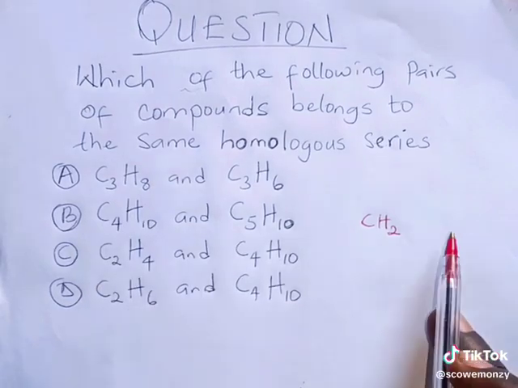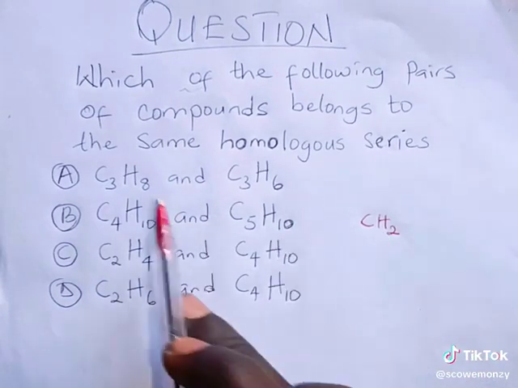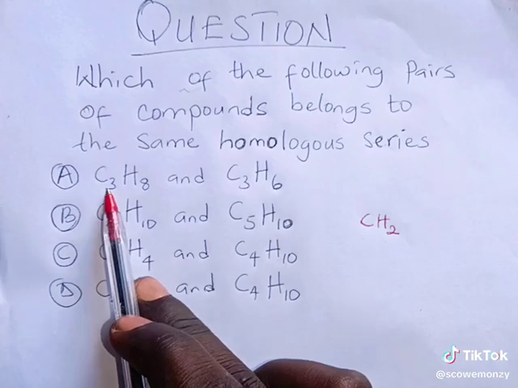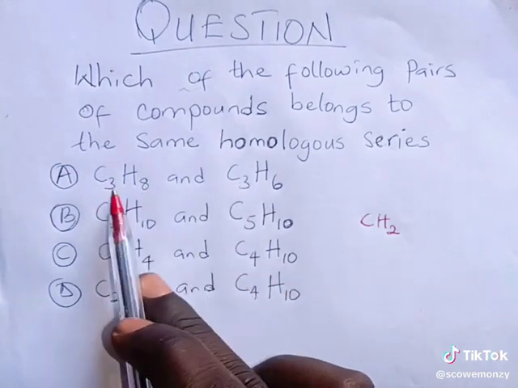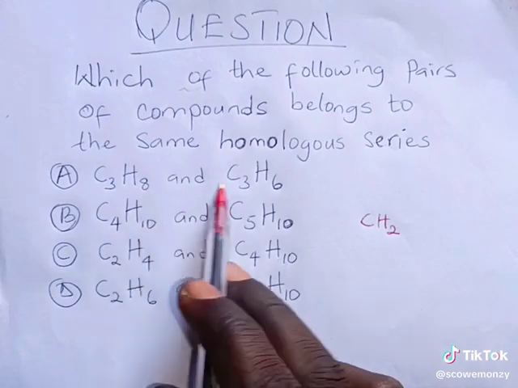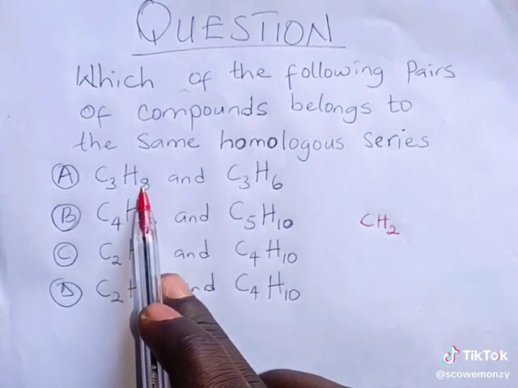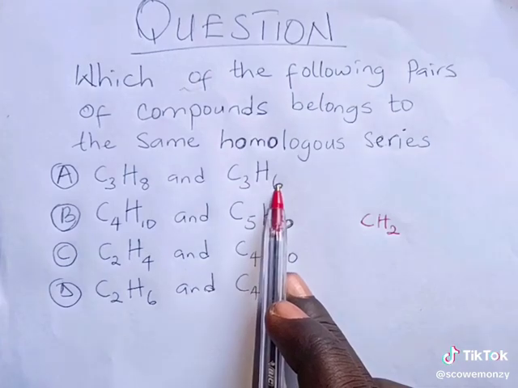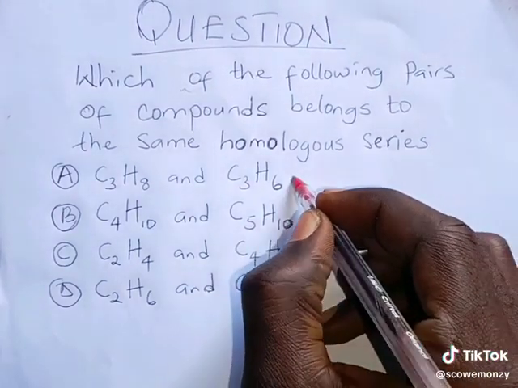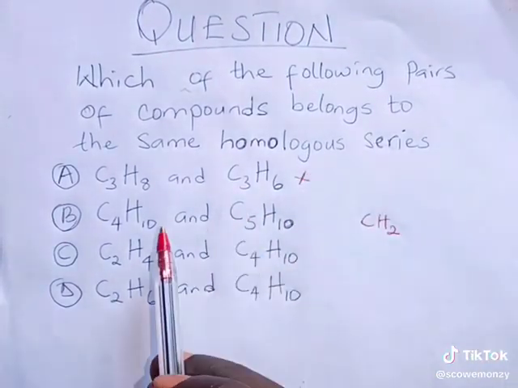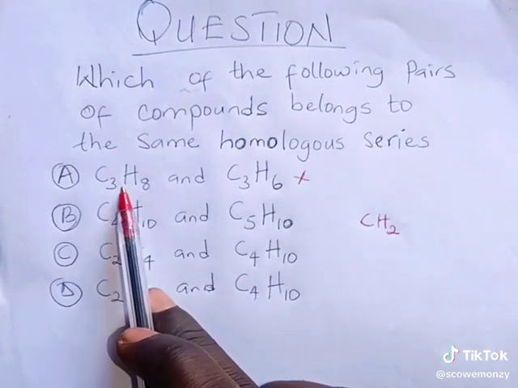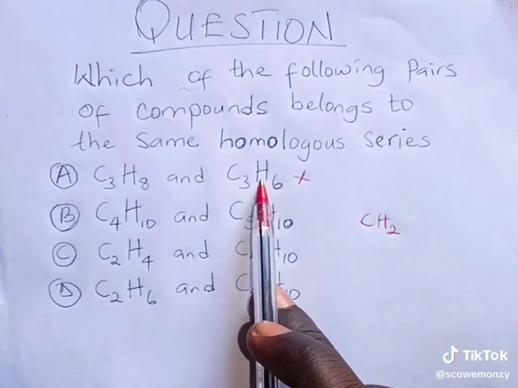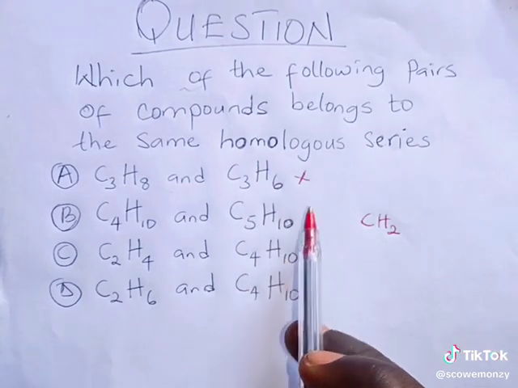So in this case, let's apply this knowledge here. We have 3 carbon atoms and 3 carbon atoms here. So they can't even be in the same homologous series because this is 8 hydrogen atoms and this is 6 hydrogen atoms. So they are not in the same homologous series. By virtue of reality, this is even an alkane and this is an alkene. So they cannot be in the same homologous series.